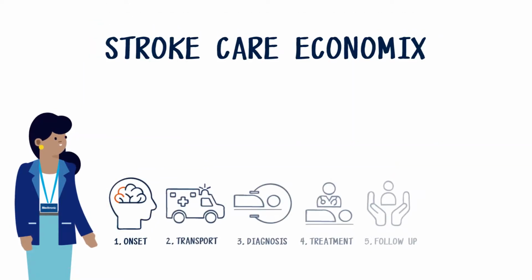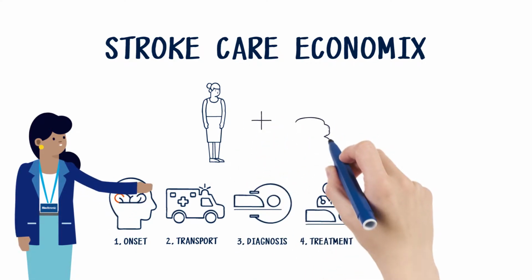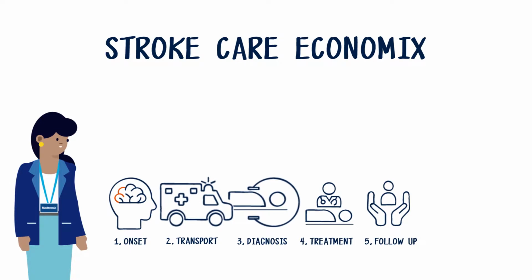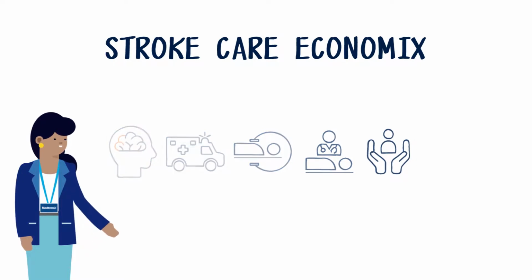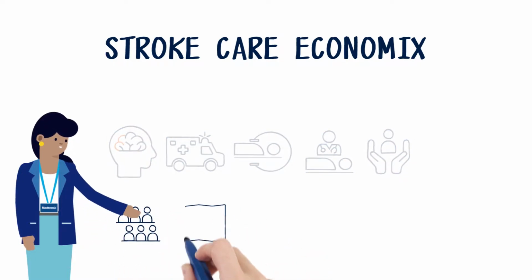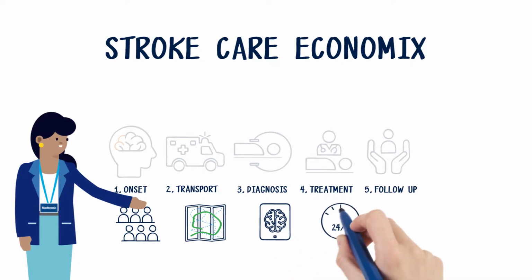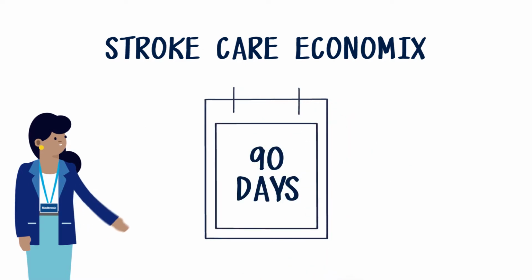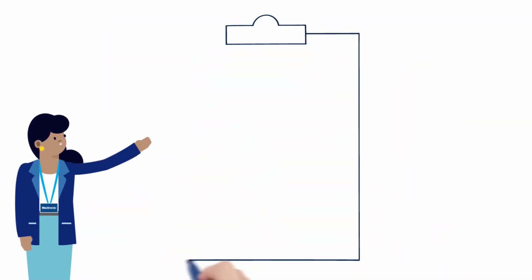With Stroke Care Economix, you will be able to estimate the patient benefits and cost implications of implementing one or a combination of several optimization actions across the full patient pathway, such as workshops, transport optimization, diagnostic technologies, 24/7 service, and rehabilitation program in the short, mid, and long term. Let's take a look at one possible example.